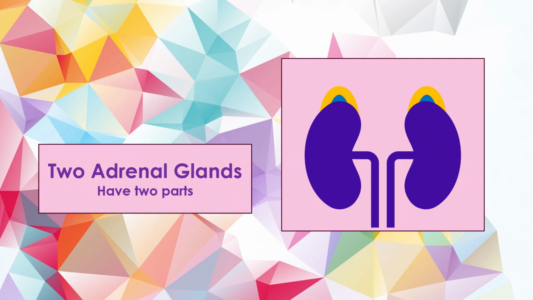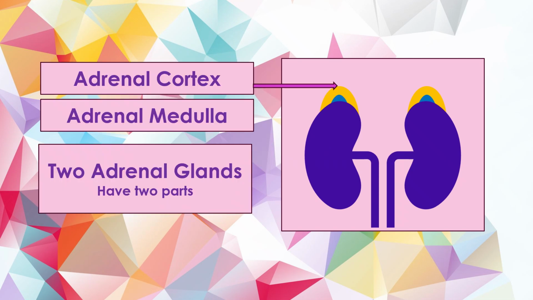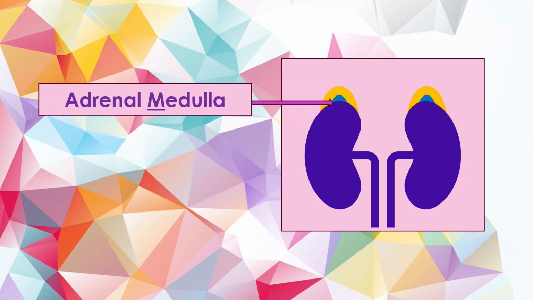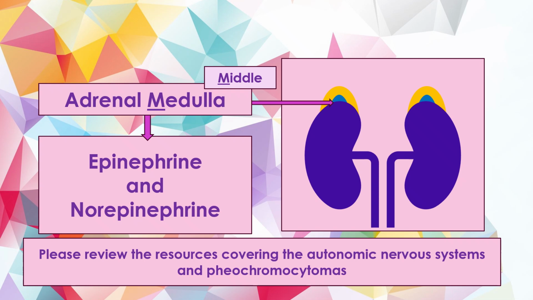The adrenal glands have two parts. They have the adrenal cortex and the adrenal medulla. The adrenal medulla is the middle part of the adrenal gland, and it's going to secrete epinephrine and norepinephrine. If you want some more information on how that affects the body and resources covering the autonomic nervous system and pheochromocytomas, you can find that as well on the Pegasus Learning Platform YouTube channel.